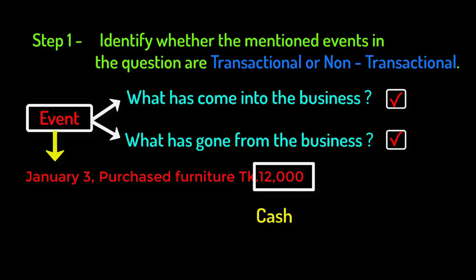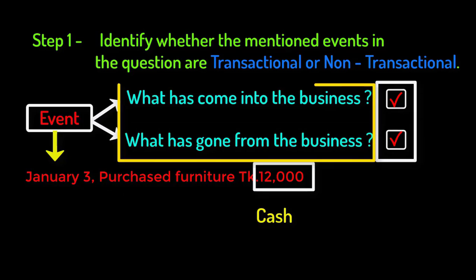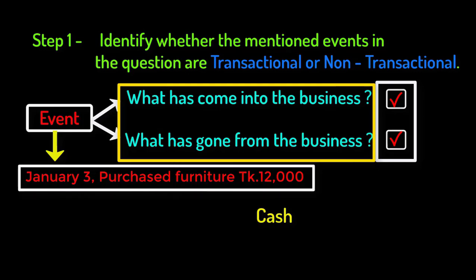That means you have got both the answers to these 2 questions. Therefore, you can assume that this is also a transactional event. This event is also applicable for passing journal entries.